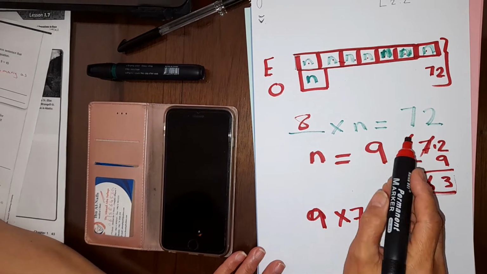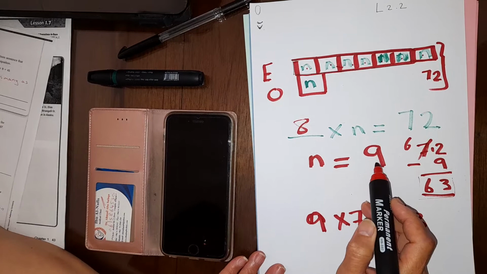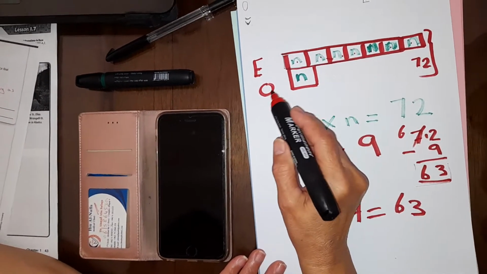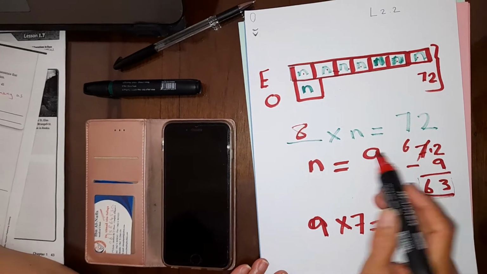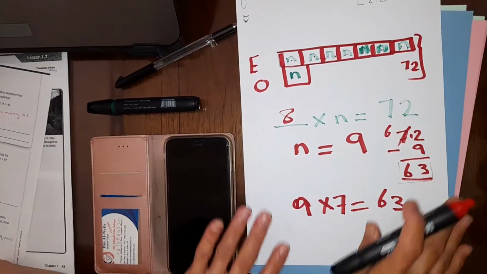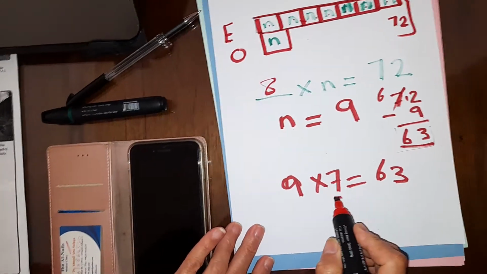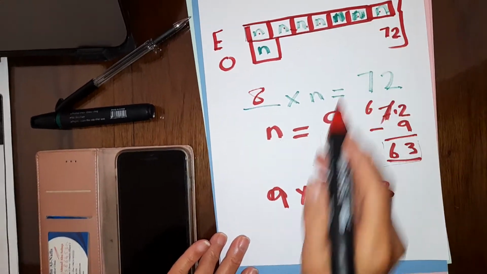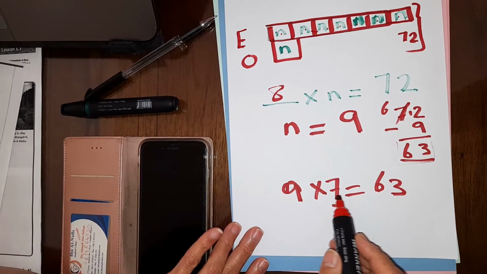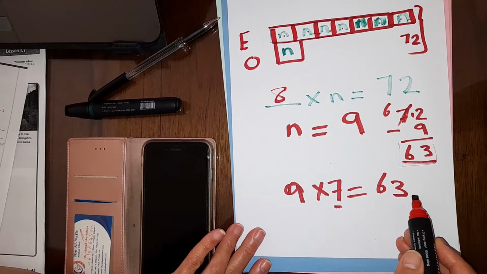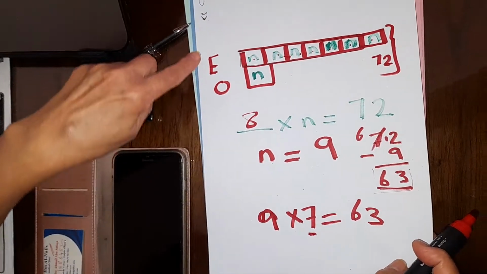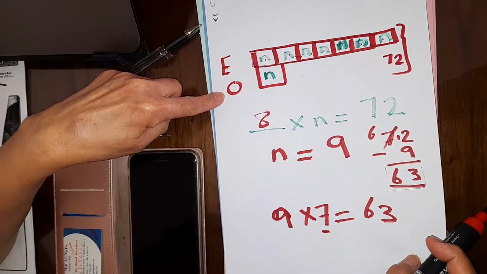Now, the value of n is 9, and this n goes to Oksana's dog. So Oksana's dog is 9 pounds. How much is Ivan's dog? You are going to multiply 9 by 7. Why 7? Because there are 7 boxes. 9, Oksana's dog, times 7, so it is 63 pounds. Now we know how much Ivan's dog is and how much Oksana's dog is.